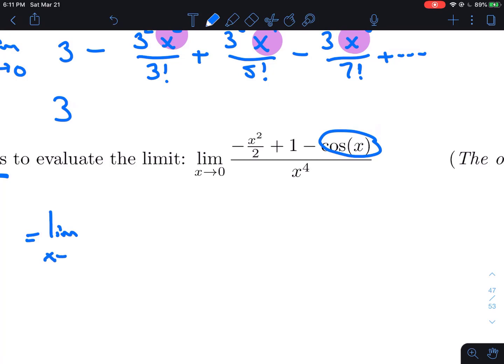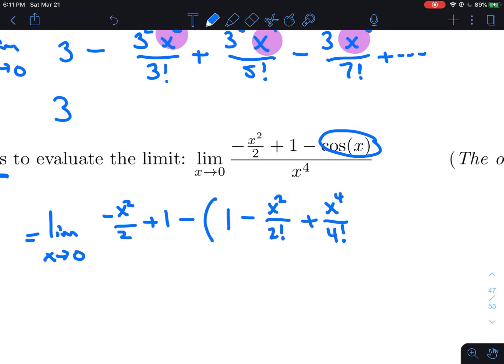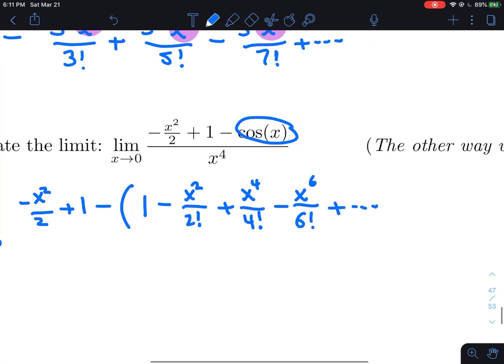So the limit as x goes to 0, negative x squared over 2, that's fine. The 1's fine. And then minus now cosine. Now remember, the cosine, those are all the evens. It alternates. It starts with 0, right? So anything raised to the 0th power is just going to be 1. Minus x squared divided by 2 factorial, plus x to the 4th divided by 4 factorial, minus x to the 6th divided by 6 factorial, and you keep on going forever and ever, alternating just all of the evens. So again, this is what I would get directly from that list that we had at the beginning of 11.10 of different common Maclaurin series.